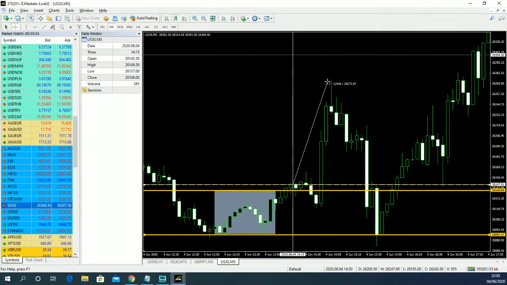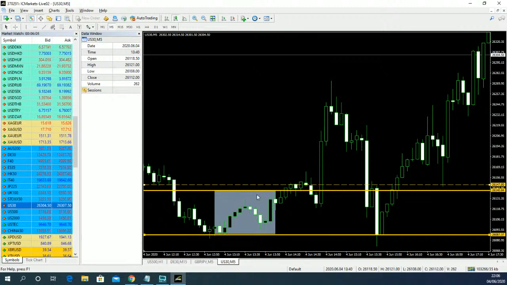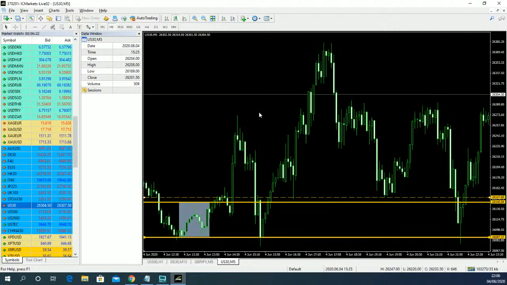534. Now we got 1245, and we're looking for 540. So in fact, we got TP1 and TP2 on this trade. Hurrah! Excellent. Good luck. Well done.